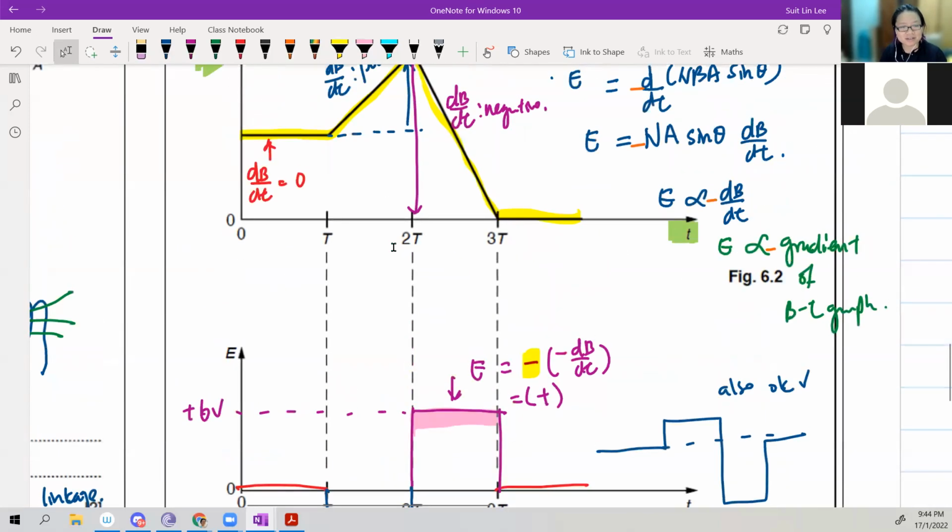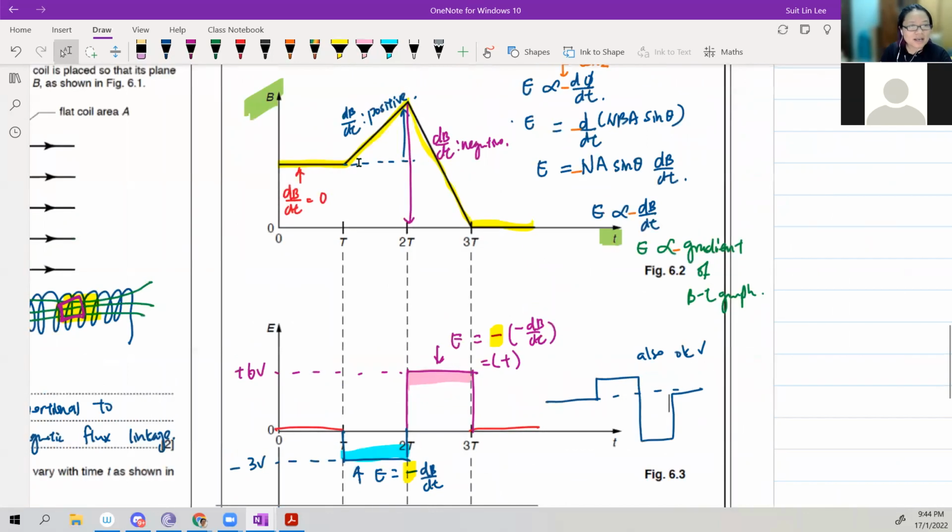Then here, the flux, let me zoom out a bit. Here, the flux increases. You want to fight the increase, you make opposite direction. Then here, decrease. You panic. Why decrease? Then you try to make it back in the same positive direction. Or use maths, also can.